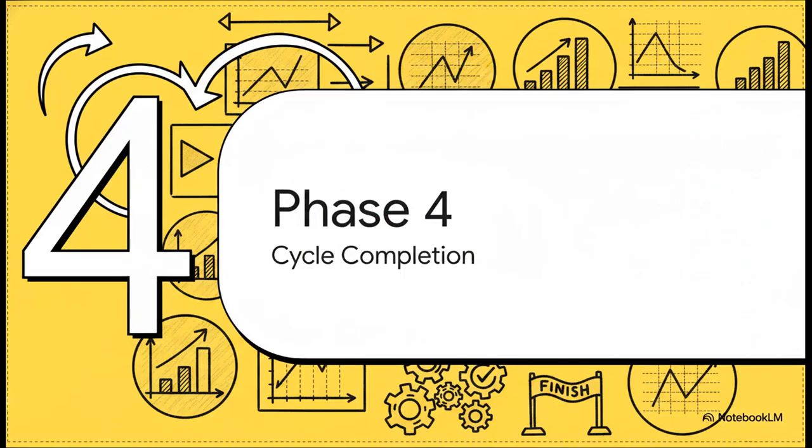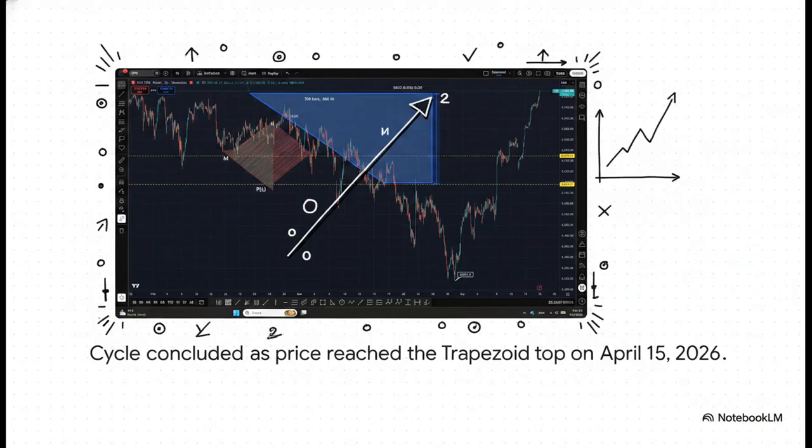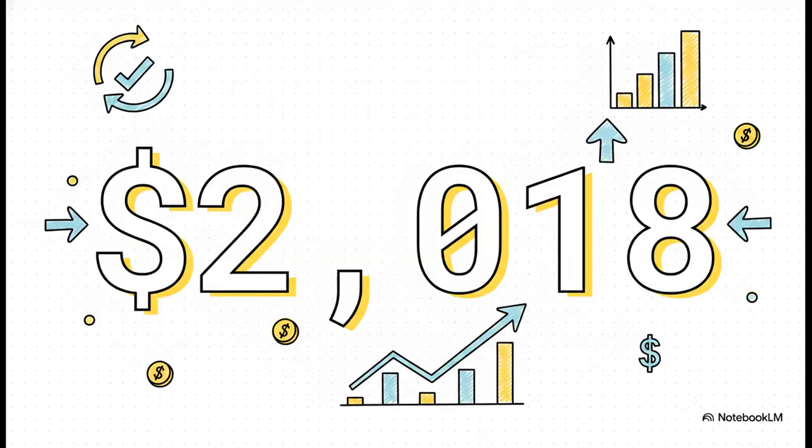After that pretty wild journey through the phases, we finally arrive at the cycle's conclusion, Phase 4. On April 15th, the whole process came to an end. The price climbed up and reached the top of the trapezoid, hitting that original T3 full exit target of $70.15. And with that, the cycle was officially complete. So what was the bottom line? After all was said and done, the total realized profit for this hypothetical scenario was $2,018.